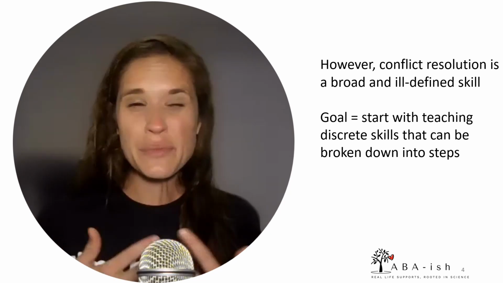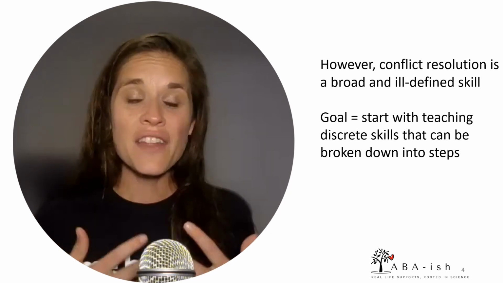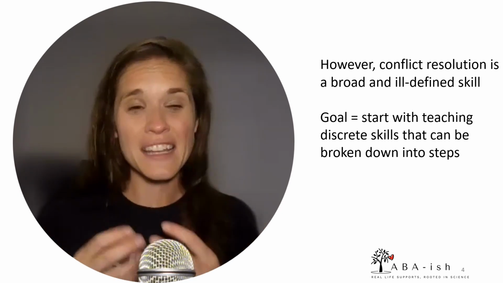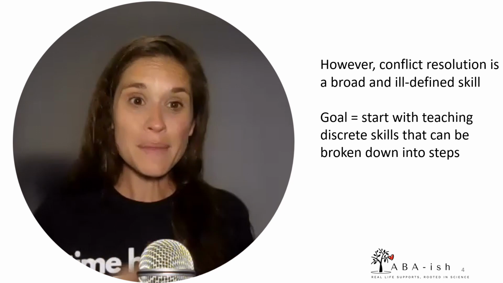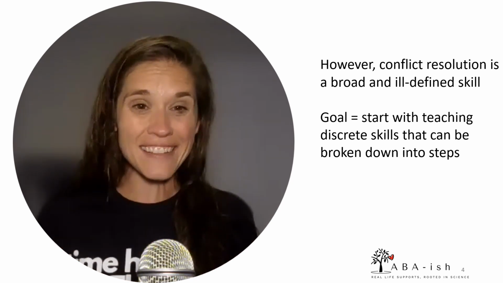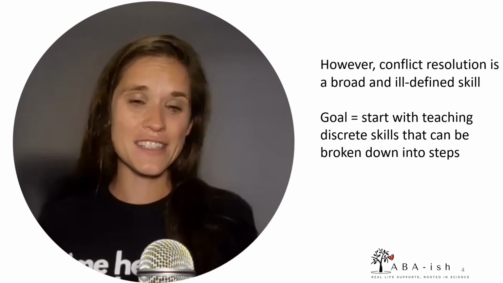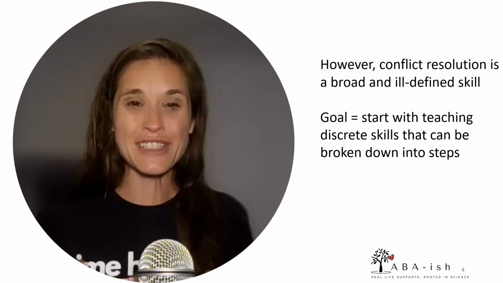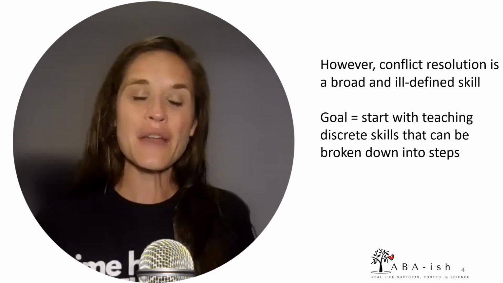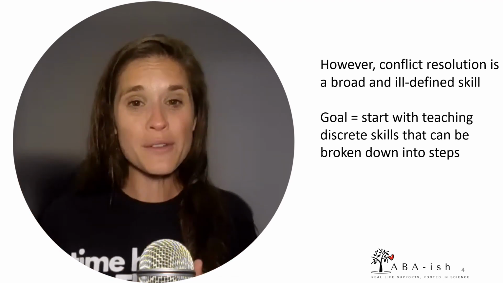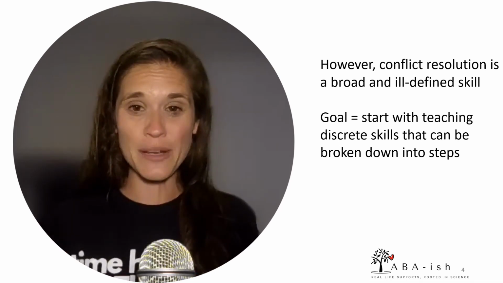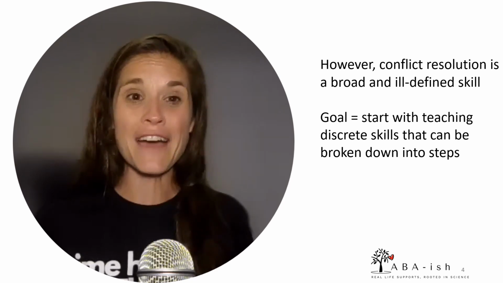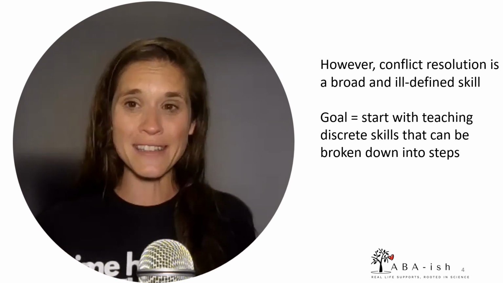So, when we're teaching these really complex replacement skills, the best thing to do is to start with teaching really discrete skills that can be broken down into steps. Now, something that's important with this is that not one single skill can replace all the situations that they're going to get into, right? So it's not that there is one simple thing we can teach that fixes all the problems, but instead we have to focus on teaching them multiple skills that they can use depending on the situation. But again, rather than it being a broad, ill defined skill that we're teaching, we want to have a really clear, discrete skill that we can teach the kids.